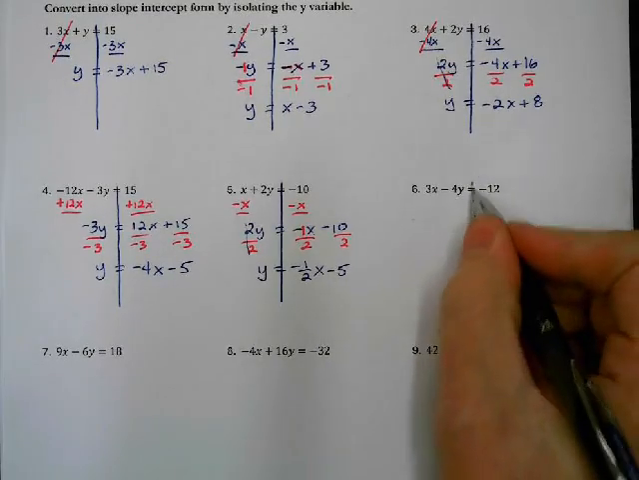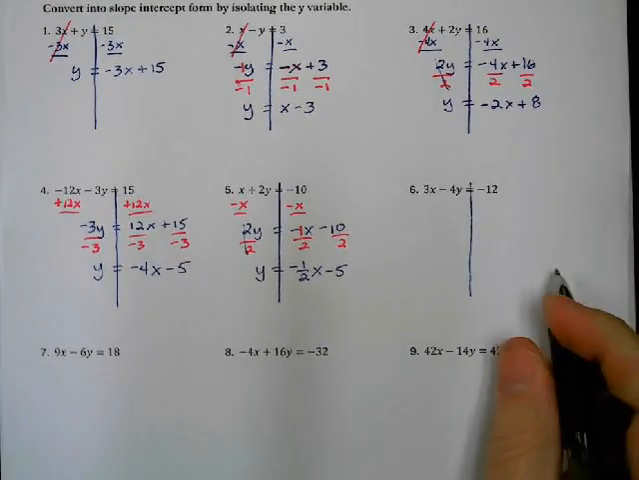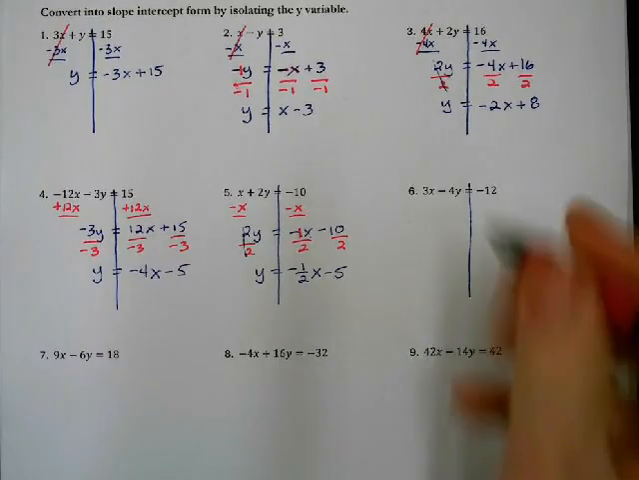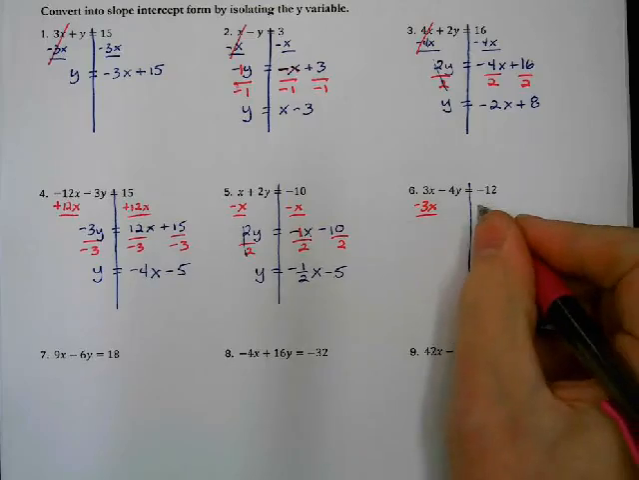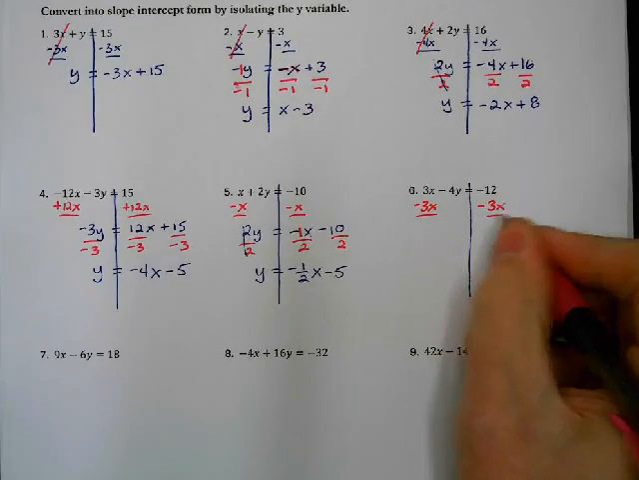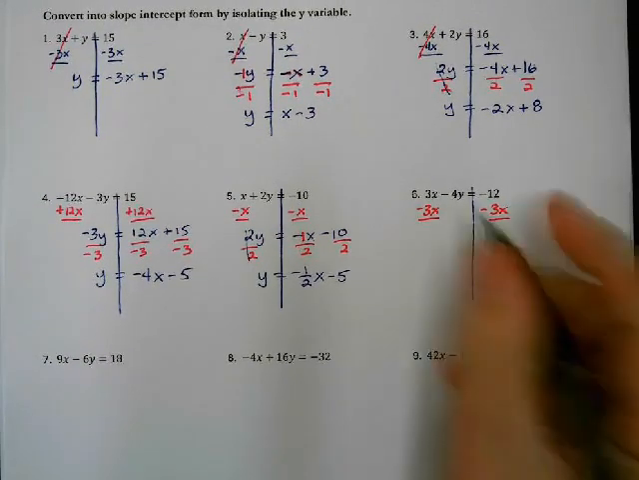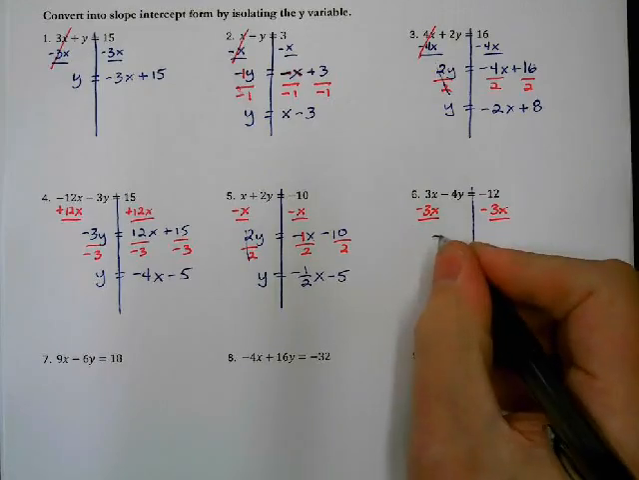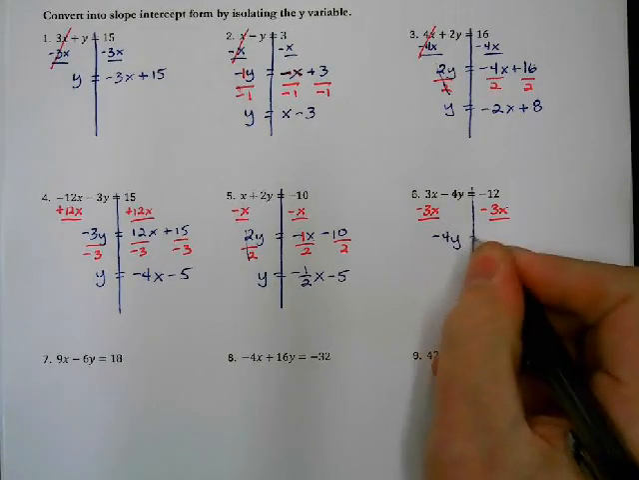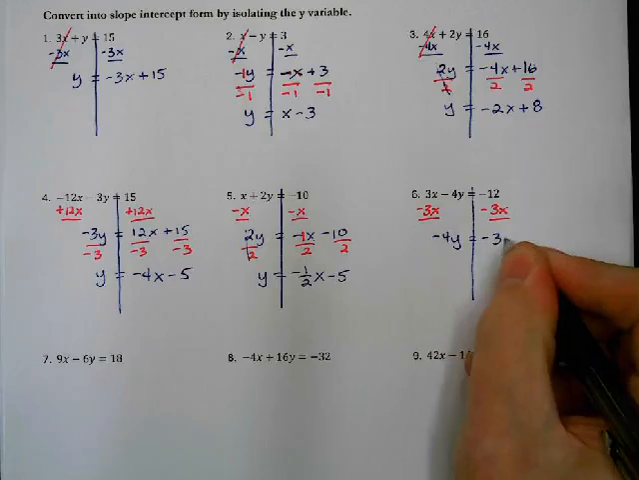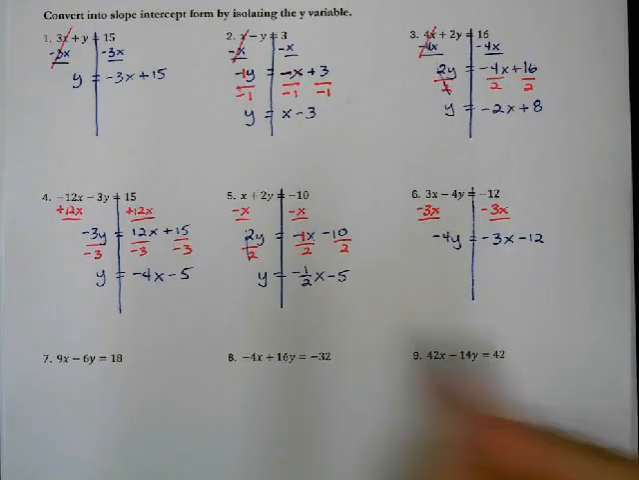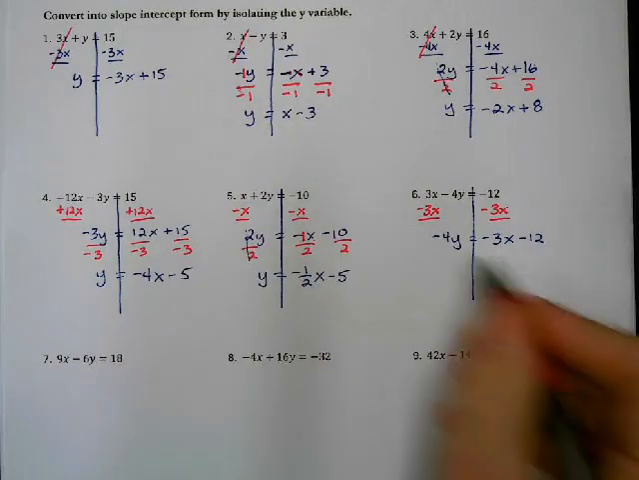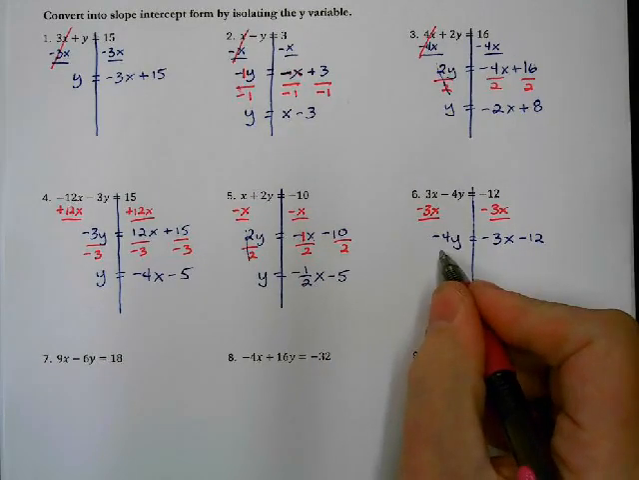Number 6, again, I'm following that pattern of moving the x term to the other side by using inverse operations. We subtract 3x from both sides. That leaves us with -4y equals -3x minus 12. And now, following the pattern I've done with all these, I'm going to divide by -4, the coefficient of y.